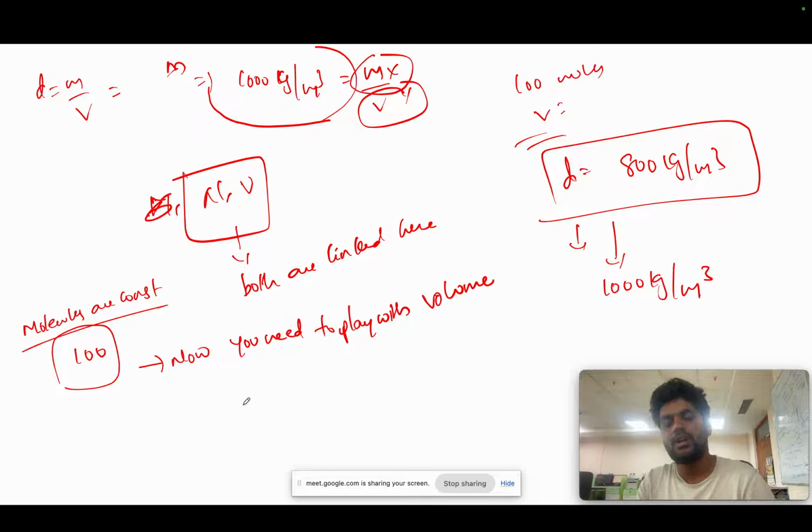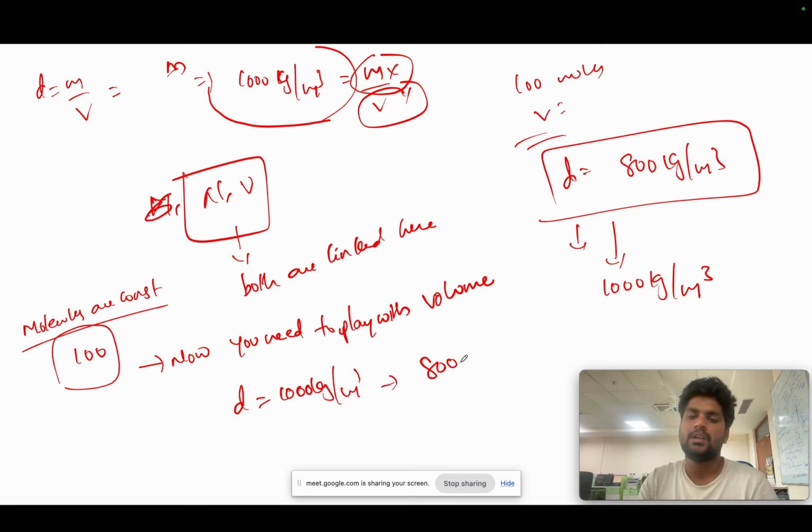So now the density of 1000 kg per meter cube is reduced to 800. It means you need to increase this value to 1000. If you have a low value and you need to increase it, you need to have a lower volume. So you need to decrease the volume. So you will use the NPT ensemble. Do you understand why we are using the NPT ensemble?